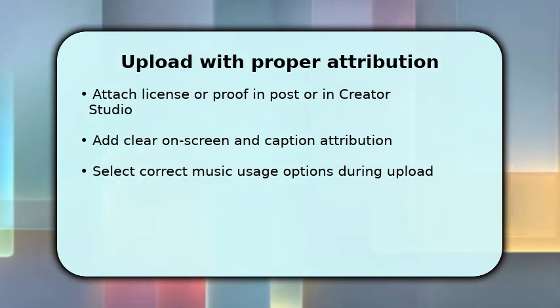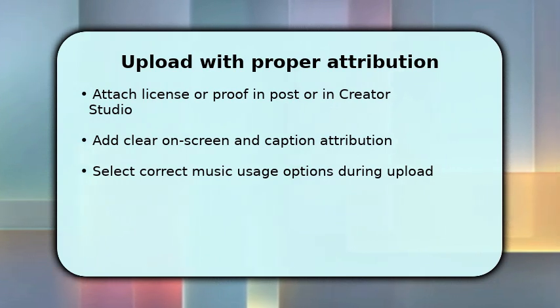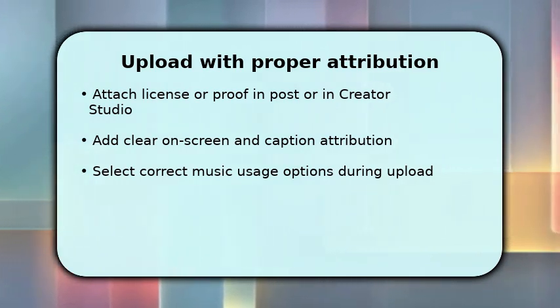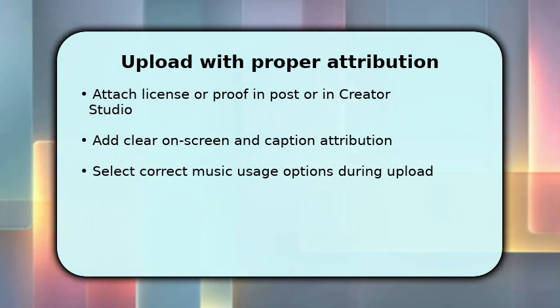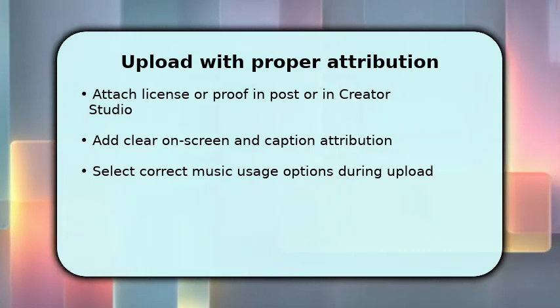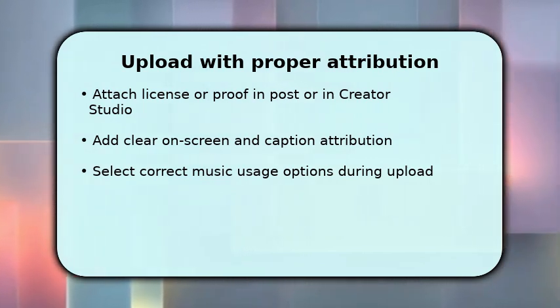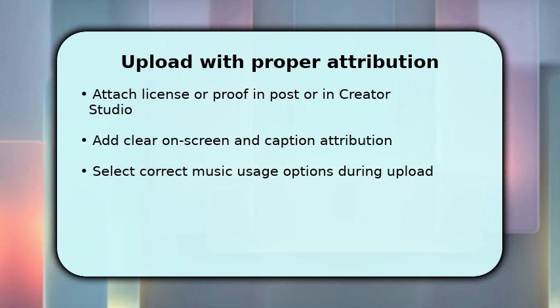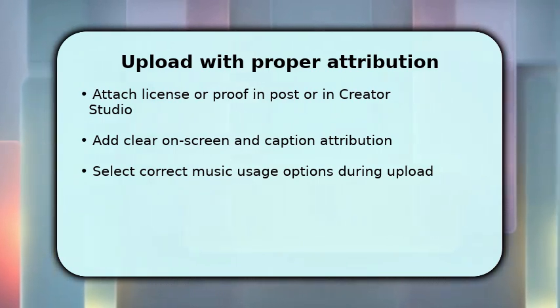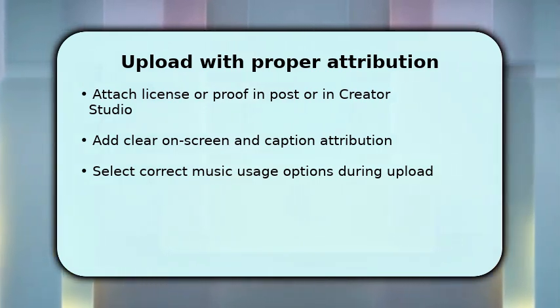Once done, fill the description with exact attribution: song title, artist, license ID, and link to license if allowed. Make sure to select any music usage checkboxes Facebook provides. Those settings signal authorized use. If you use stock music, tag the library name. These steps teach Facebook's automated reviews that you're authorized.